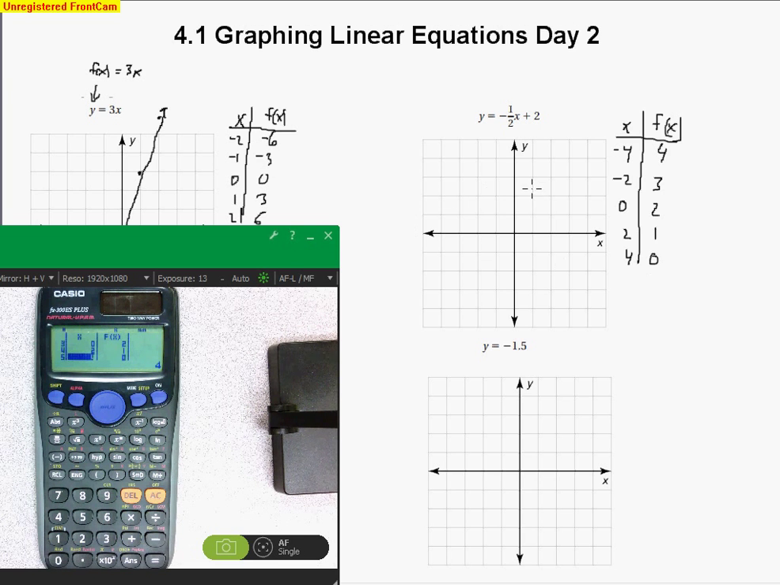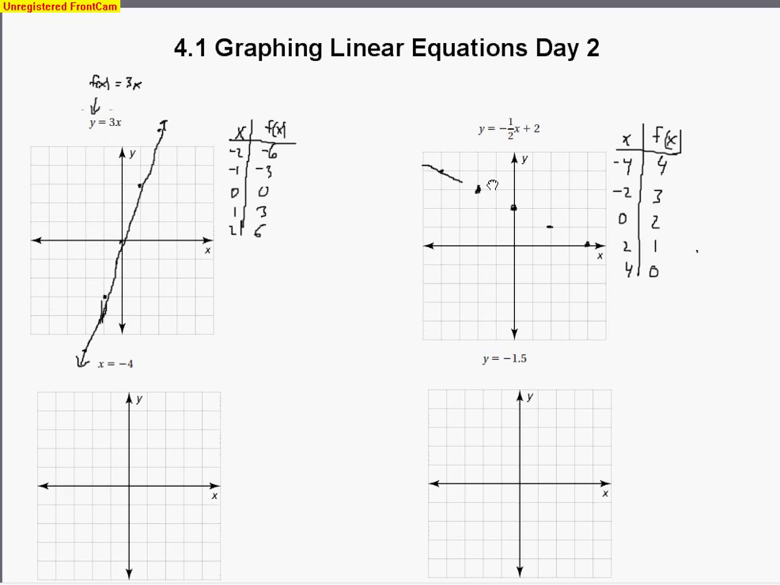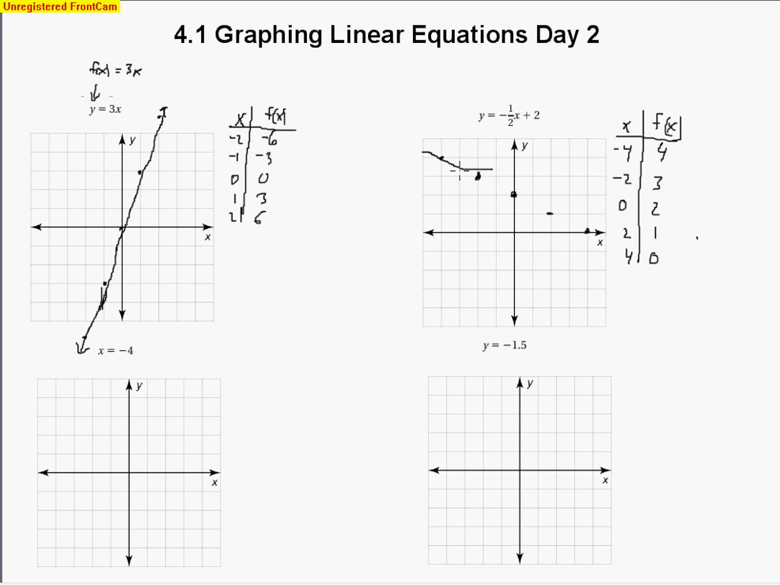So now let's go ahead and plot these points. So we'll start with -4 and +4. Put that dot there, and then over 2 spaces up 3, over 0 up 2, over 2 up 1, over 4 up 0. And then I'll draw the line between those points. So that's what it looks like. I'll just erase this little part. And let's take a look at the next one.